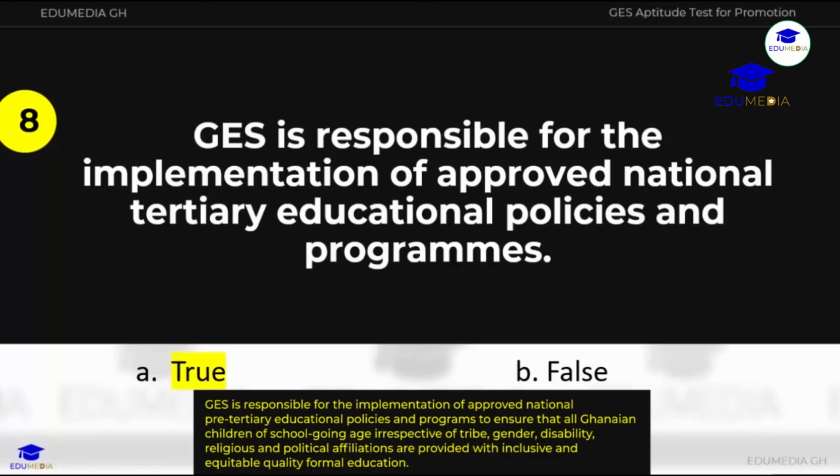Now, as the primary government agency responsible for the management and administration of education in Ghana, the GES has a wide range of responsibilities, including setting educational policies and standards, managing the allocation of educational resources, and overseeing the implementation of educational programs at all levels of the education system in Ghana.